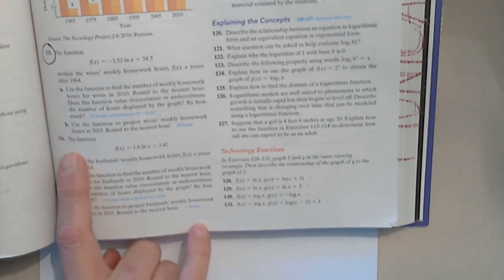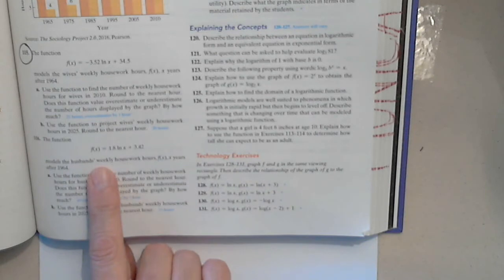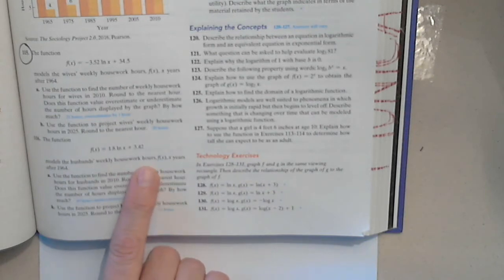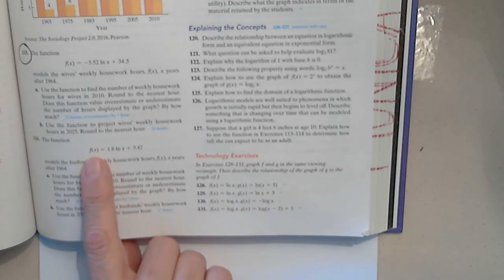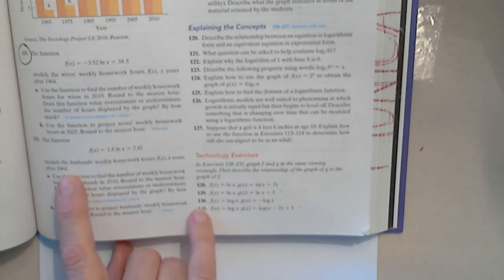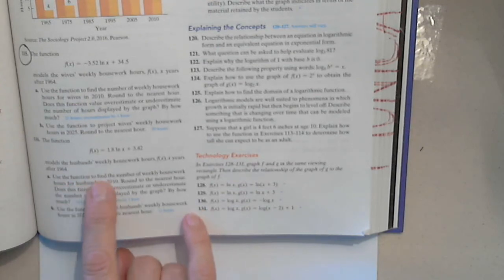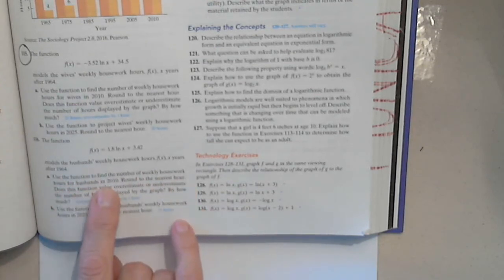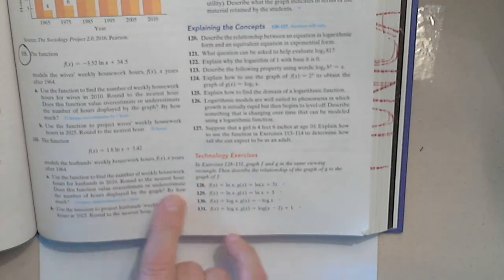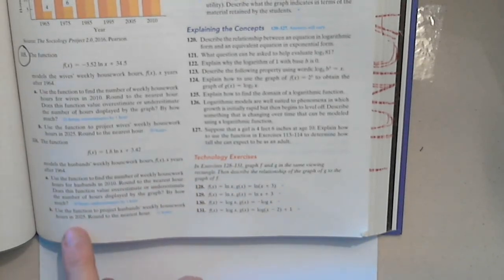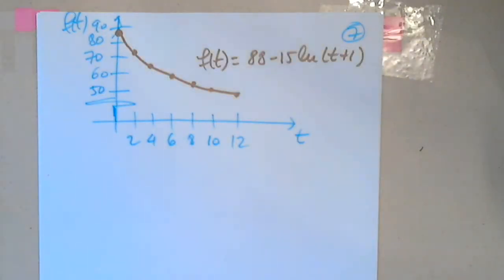We're going to start 4.3. The function models the husband's weekly housework. This is based on some data that they collected. The function models the husband's weekly housework hours, f of x is the number of hours, x years after 1964. So what is x for 1964? 0. Excellent. Use the function to find the number of weekly housework hours for husbands in 2010. Round to the nearest tenth. Use the function to predict what happens in 2025.